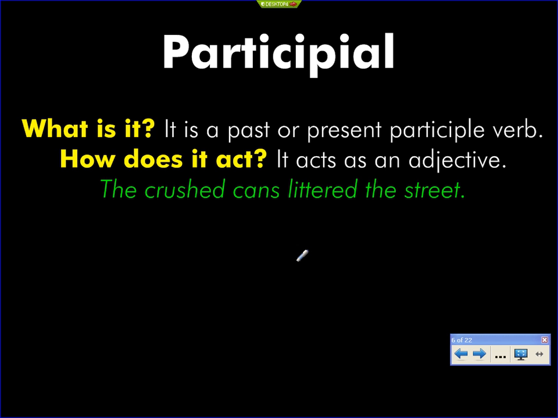The crushed cans littered the street. Mid-level depression there. Crushed cans littered the street. What is your verb? Okay, littered. What is your verbal? Crushed. Remember, it doesn't matter what it looks like. It matters what it does. This modifies cans, tells you what kind of cans. Littered is the action that the cans, noun, are performing. That's a verbal.